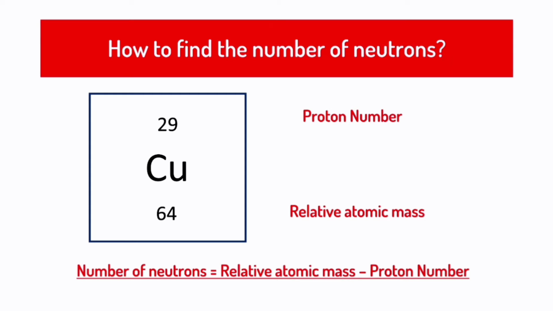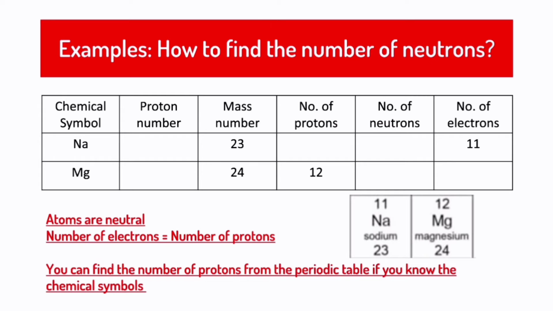Let us take copper for example. The relative atomic mass is 64 and the proton number is 29. Take 64, subtract it with 29, and you will get the number of neutrons is equal to 35. Let us look at more examples.